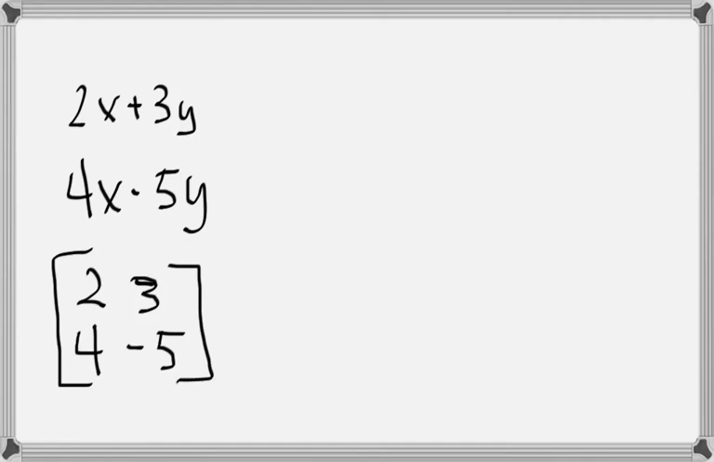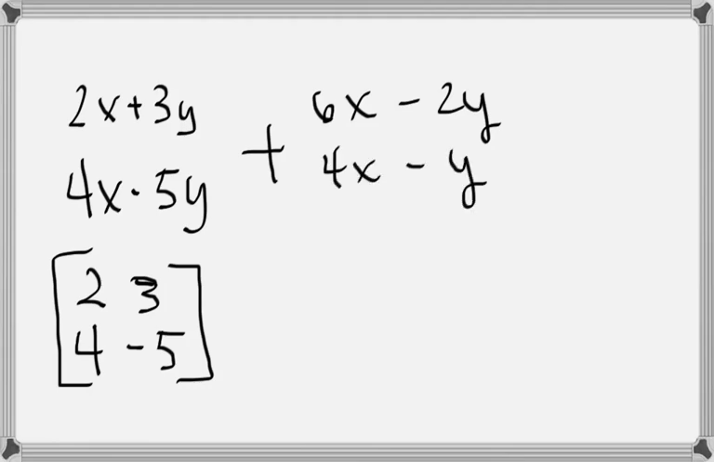What does the first column represent? Say it out loud. It represents the x's. What does the second column represent? Y's. So what if I said this? Let's add 6x minus 2y and 4x minus y. And I wanted you to tell me if I were to add those like that, kind of in line, what would my result be?